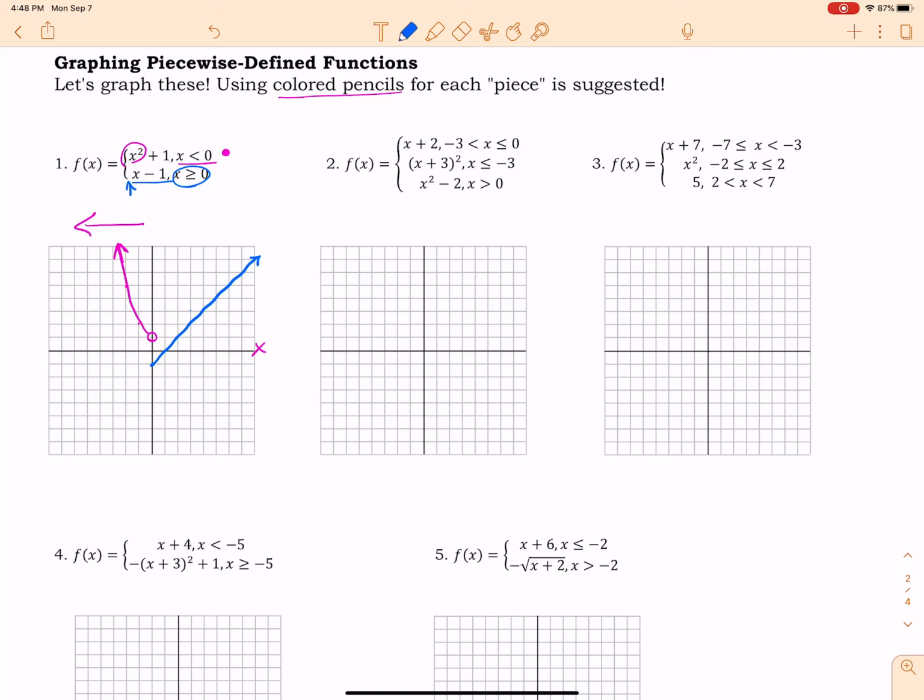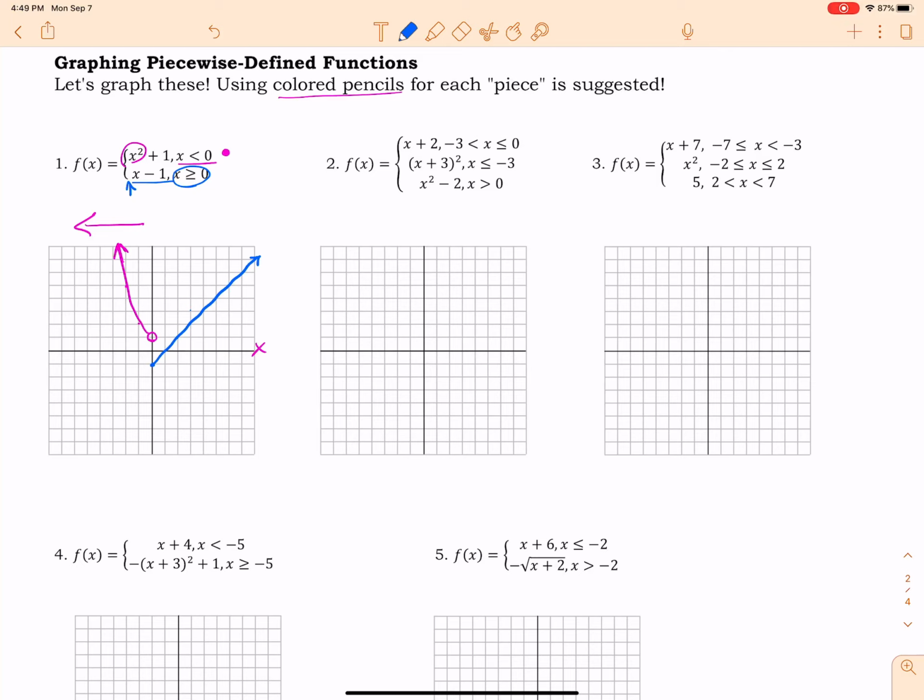That's what it should look like. I want you to notice that where x equals 0, one of the graphs covers it, and then the parabola has an open circle. It will always be like that unless they're joined at that point. Okay, let's do the next problem.